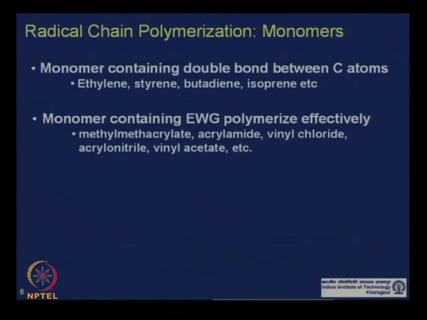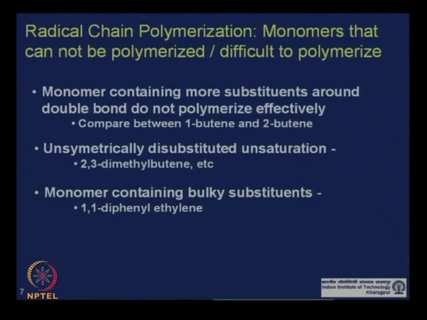And if the monomer contains an electron withdrawing group, then the polymerizability of that double bond actually goes up, for the reasons we just talked about in the last 10-15 minutes. So, examples like methyl methacrylate, acrylamide, vinyl chloride, acrylonitrile, vinyl acetate, etcetera, can be very easily polymerized by a radical initiator. Now, what are the monomers that are difficult to polymerize or cannot be polymerized at all?